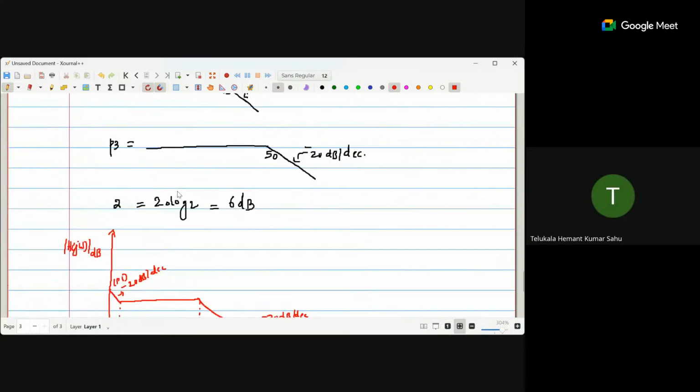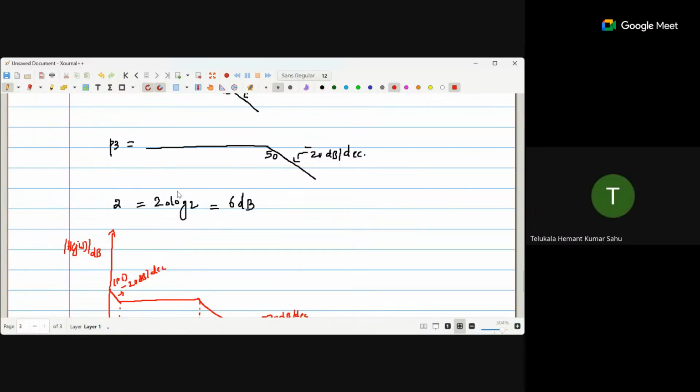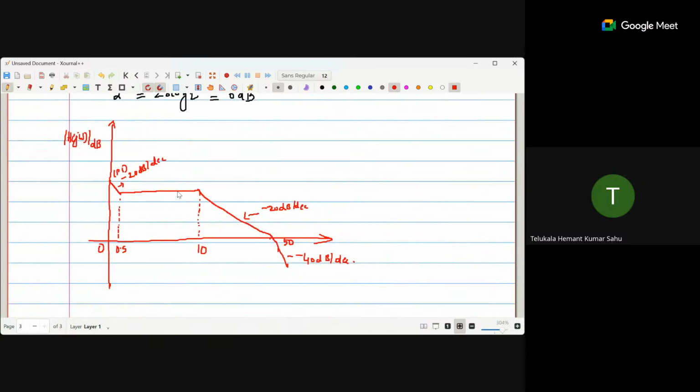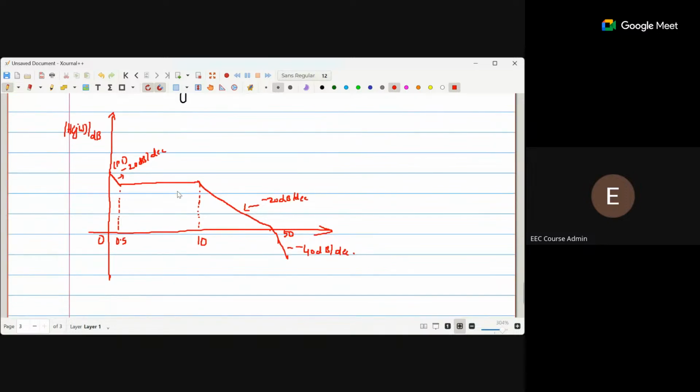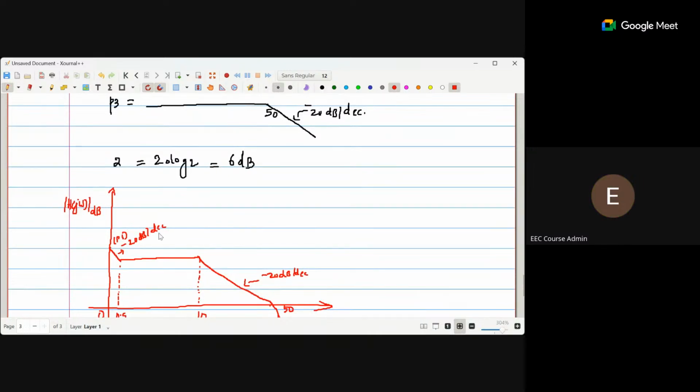Ma'am, then 0 dB will not coincide with the x-axis, ma'am. What do you mean by 0 dB? Because you are saying 0 dB, yeah, it will coincide with the x-axis line, ma'am. No, what is the value here? You have it at some 6 dB or 12 dB, right? This one, because of this A equal to 2. Am I right? Yes, ma'am. That increase or decrease will not happen. It will be staying constant from 0.5 until 10.